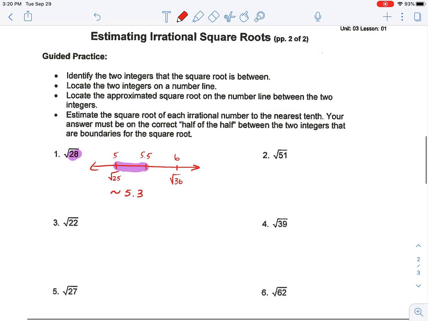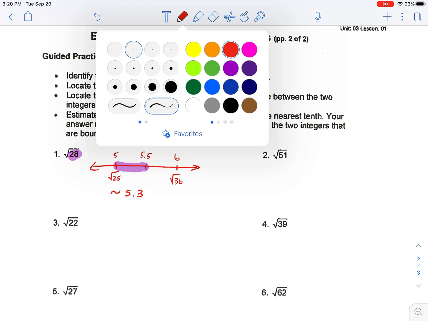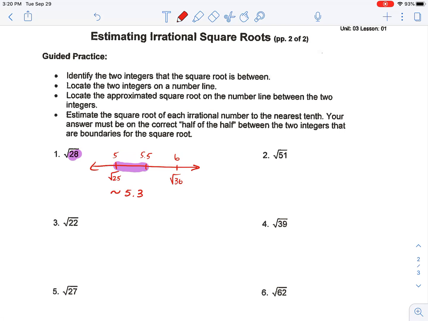Let's do one more. The square root of 51. So we're doing number 2 here. We're going to create a number line, and then figure out between which two perfect square numbers 51 is. 51 is between the square root of 49 and the square root of 64. There are my perfect square numbers. That would be somewhere between 7 and 8.